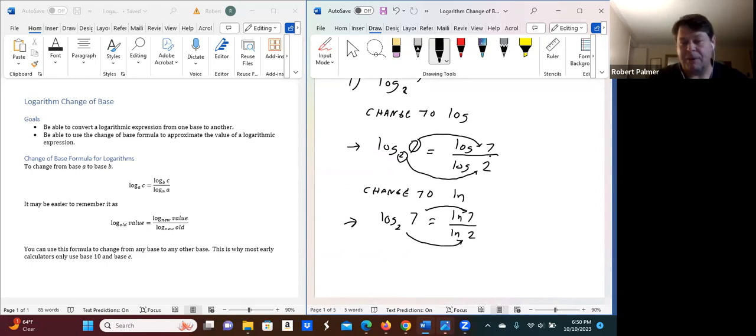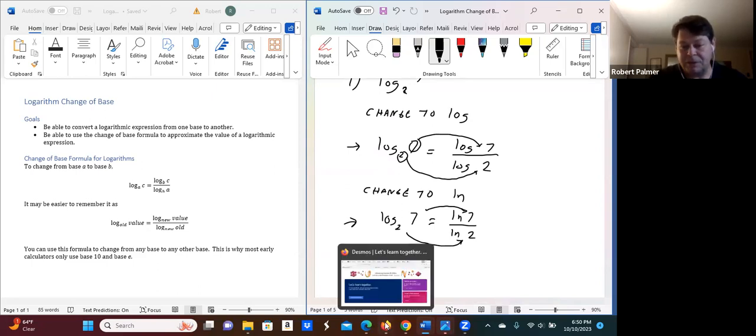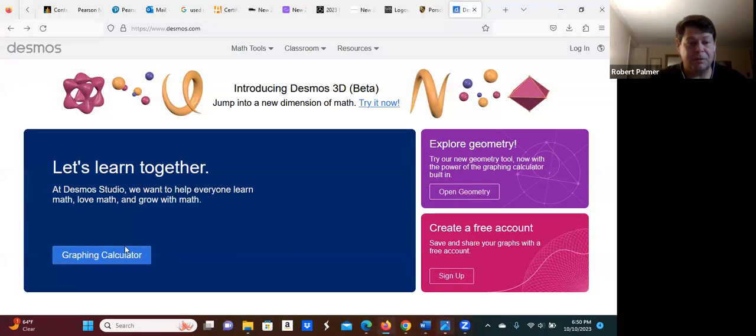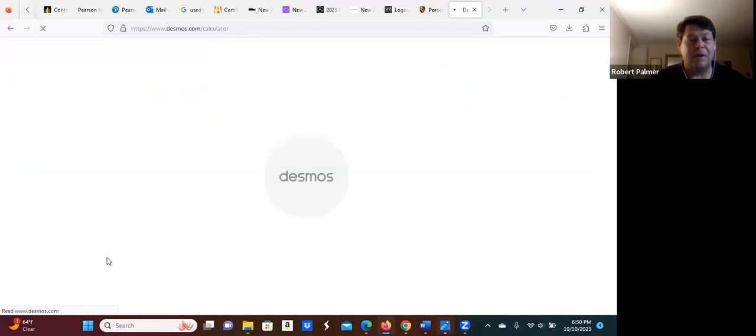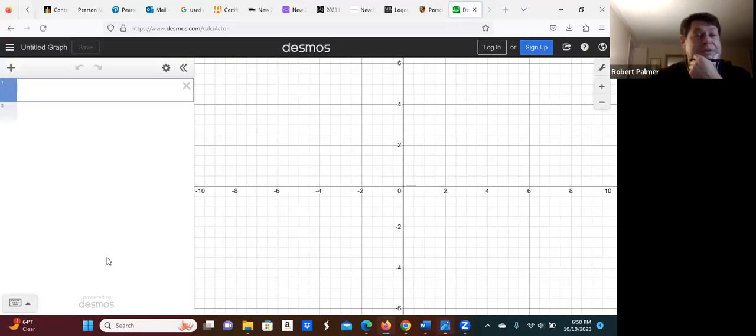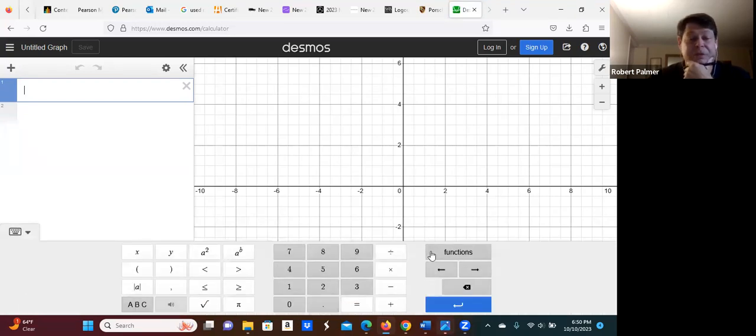Let's see that. Let's go to Desmos, desmos.com, the graphing calculator. Of course, we can graph with Desmos, but we can also do basic calculations, which is a good way to show this. First off, you can use Desmos to do any log base you want. Click on the keypad and go to functions.